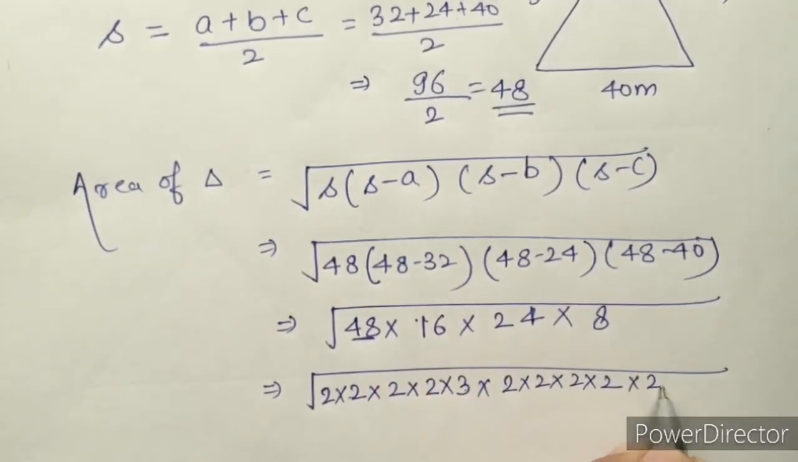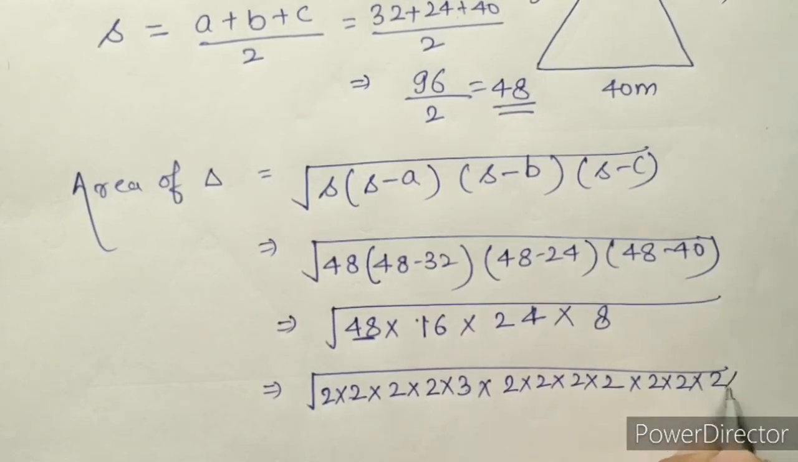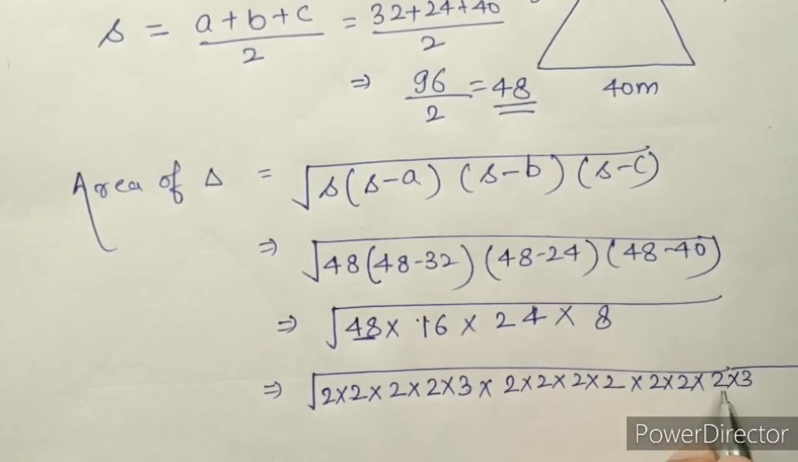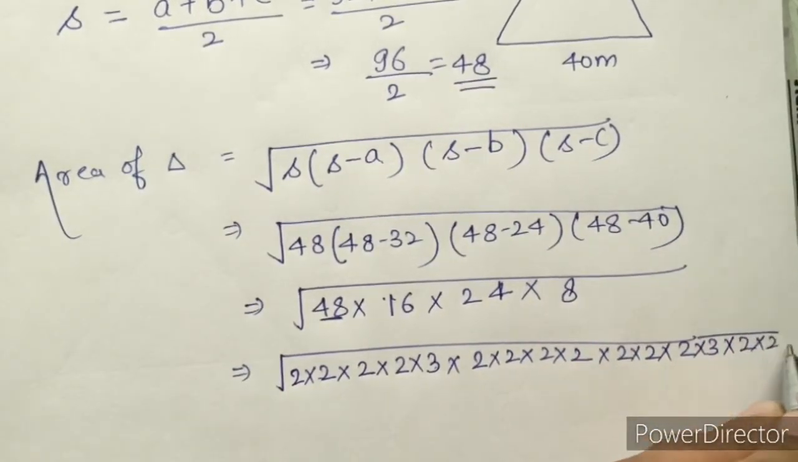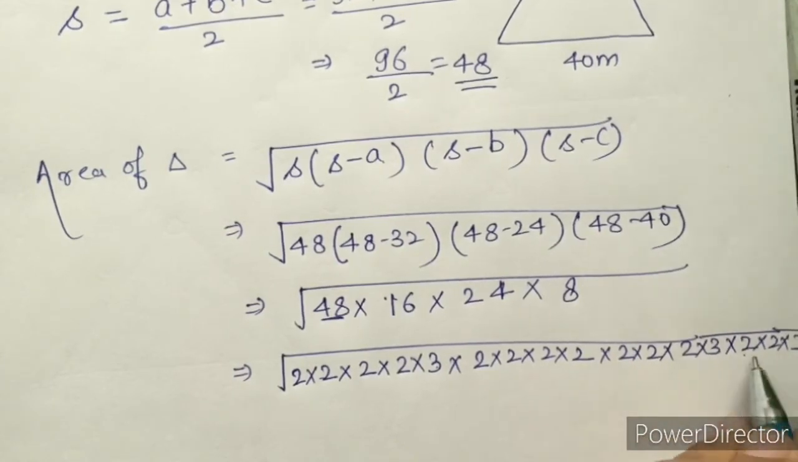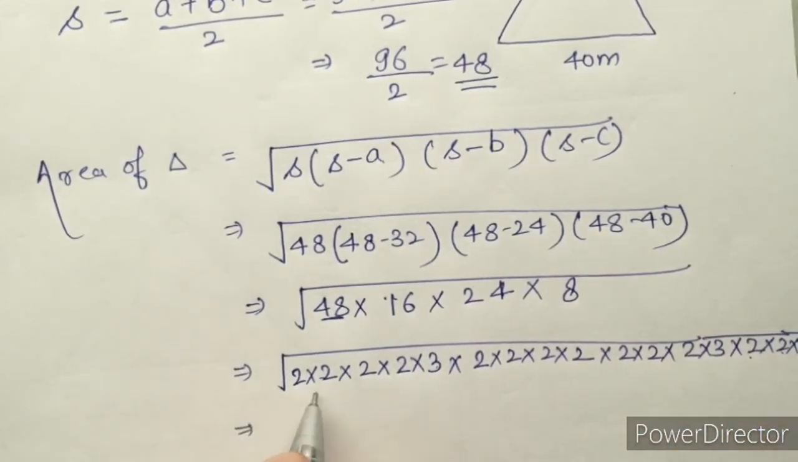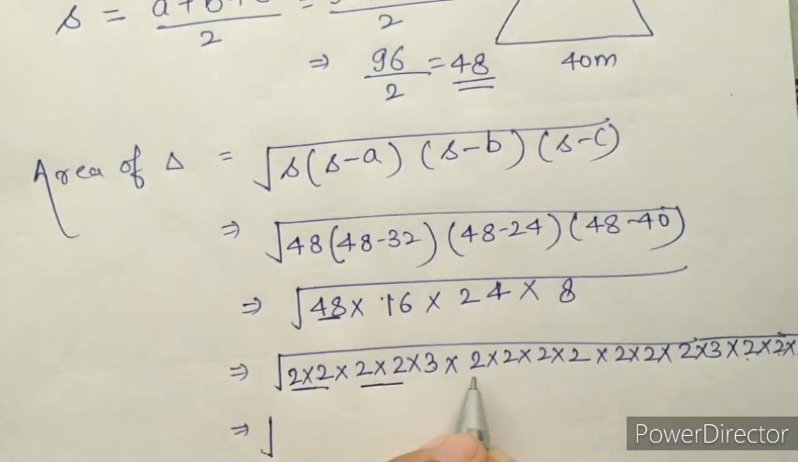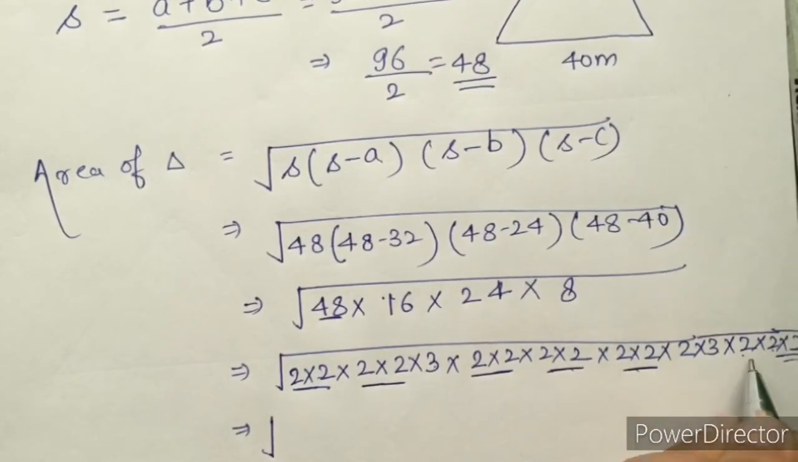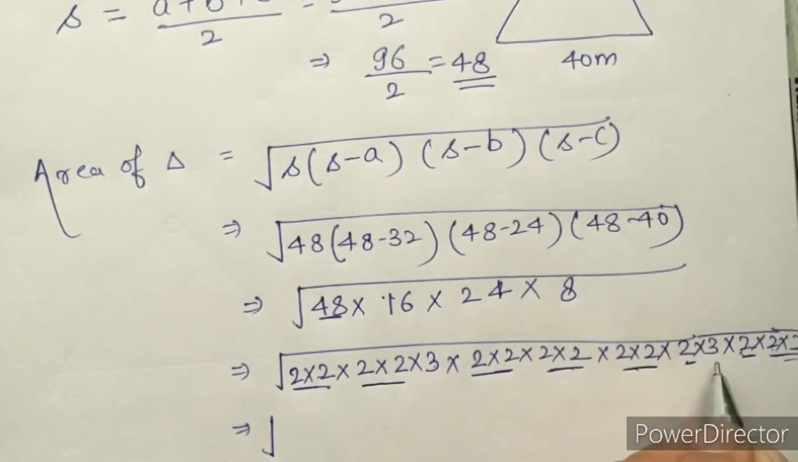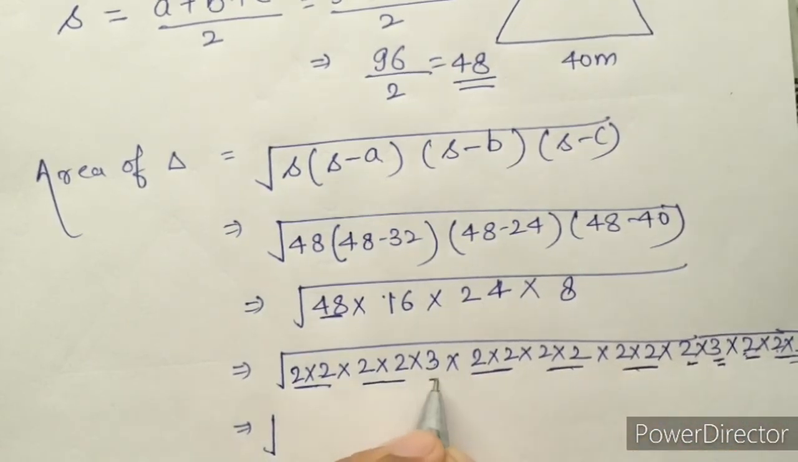Now 24: 2 2s are 4, 2 4s are 8, multiplied by 3, 3 8s are 24. And 8 can be broken down like 2 multiplied by 2 multiplied by 2, students. Okay, 2 2s are 4, 4 2s are 8. Now make pairs. This one pair, this another pair, this pair, this pair, this 2 and this 2. Okay, this 2 and this 2, and student, this 3 and this 3.